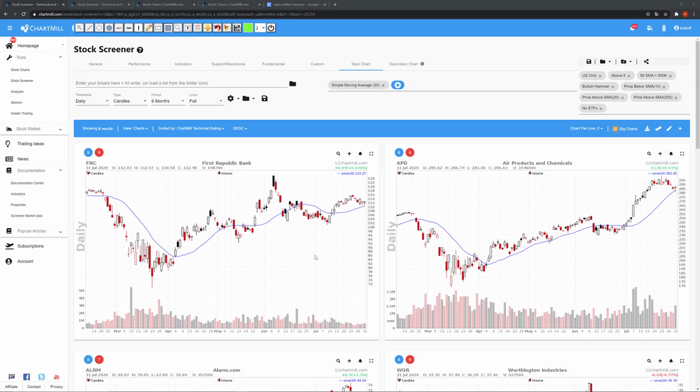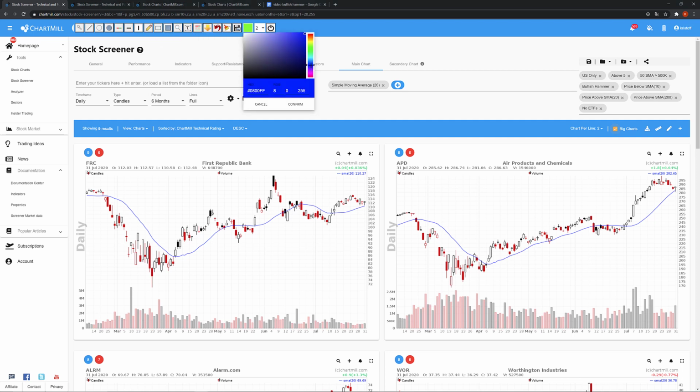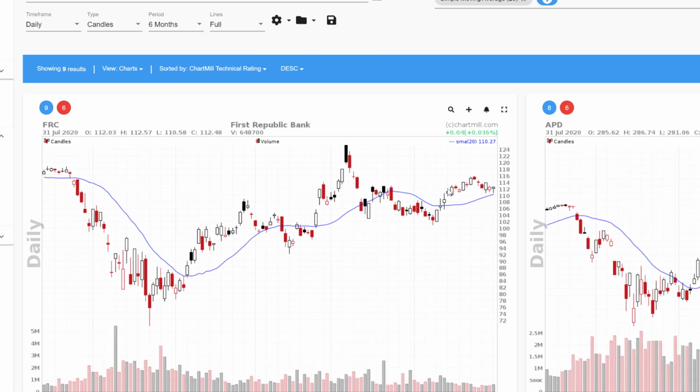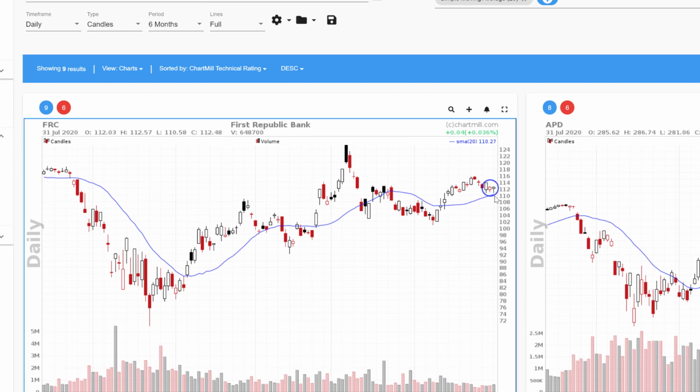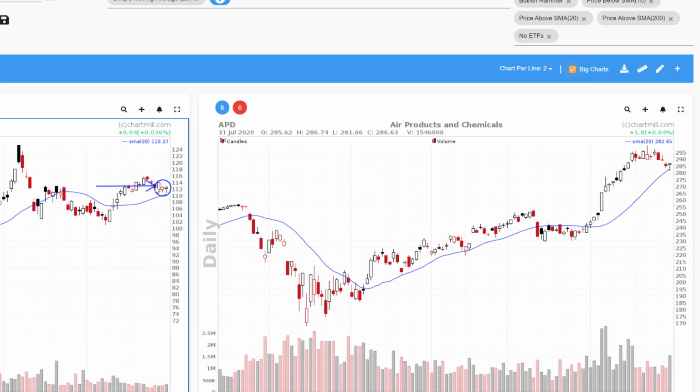Let's have a look which setups ChartMill has found with these filters after the trading session of Friday, July the 31st of 2020. The filter screen is giving us 10 stocks with a bullish hammer candlestick. First Republic Bank. Candle is too small compared to the other candles and price is moving sideways. There's no real retracement.